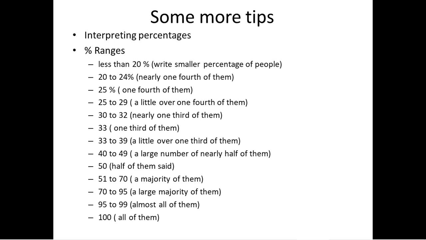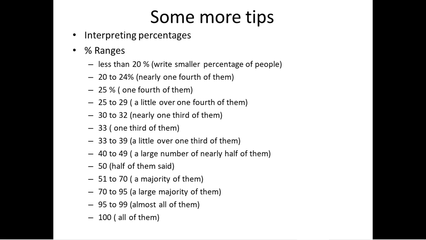So I have mentioned here some ranges, in case in a table you find these kinds of numbers, how to mention them in written form. Let's say, for example, in a cell, if you have a percentage less than 20, you write that a smaller percentage of people said like this, like that. Then if any percentage falls between 20 and 24 in a cell, you say that nearly one-fourth of them said. If it is 25%, say one-fourth of them exactly. If it is 25 to 29%, you say a little over one-fourth of them.